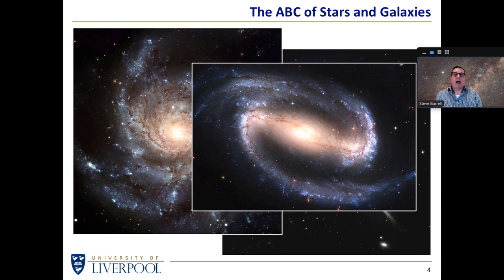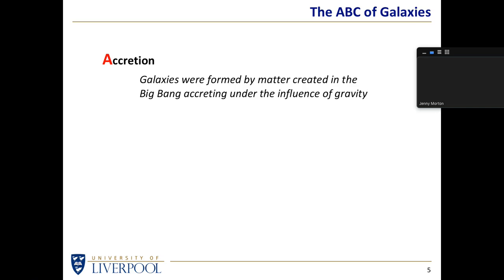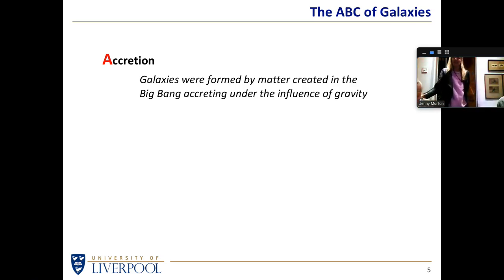And of course, galaxies aren't just made of stars, they're made of other things as well, gas and dust, but for this talk we're just going to be thinking about the stars that make up galaxies and the galaxies themselves. So in terms of the ABC, I think for galaxies we can think of the ABC as being these 3. A stands for accretion.